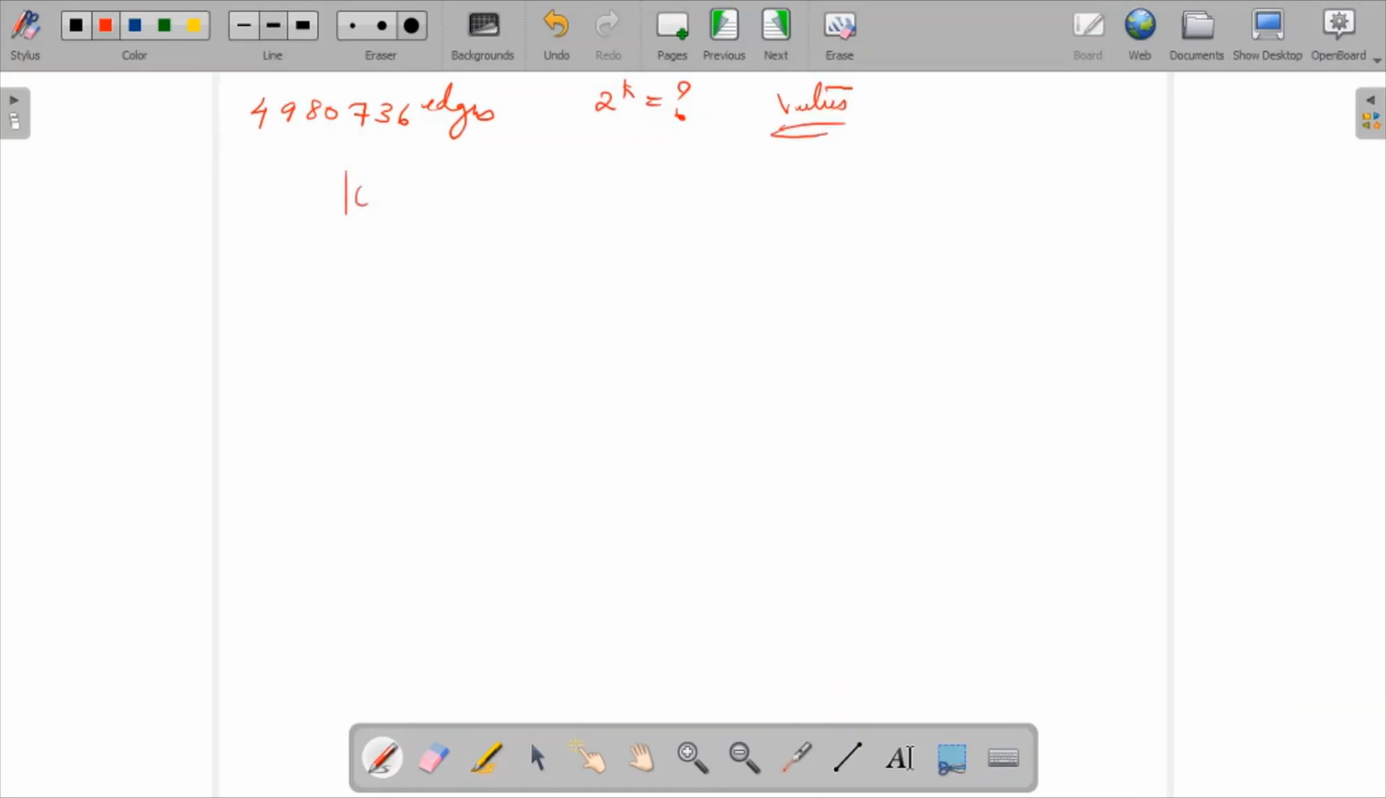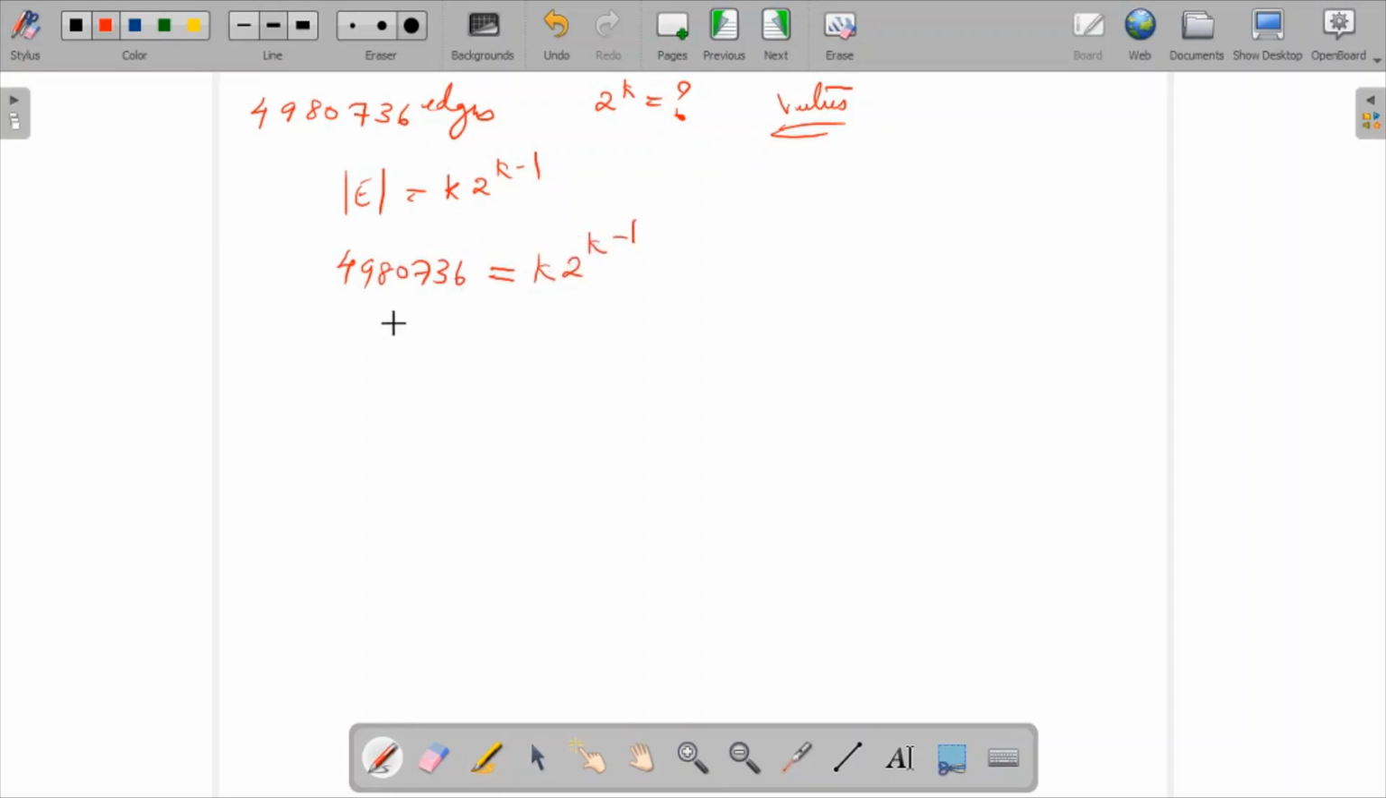So you know edges is equal to K into 2 to the power K minus 1. What are the edges you have? 4980736. K we don't know, also we don't know the value of 2 to the power K minus 1. But we actually need the value of 2 to the power K.